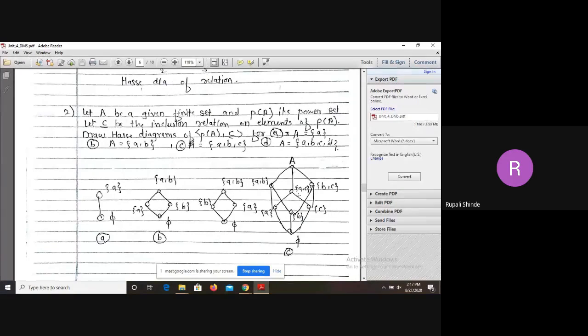So yesterday I told you to draw a Hasse diagram if your set consists of 4 elements a, b, c, d. So have you tried?